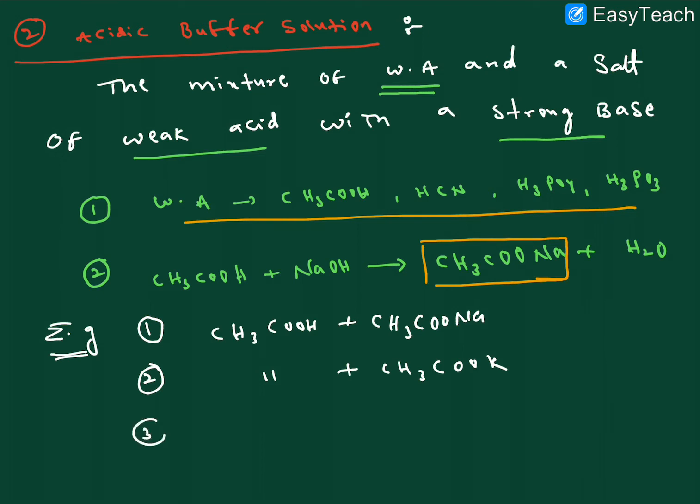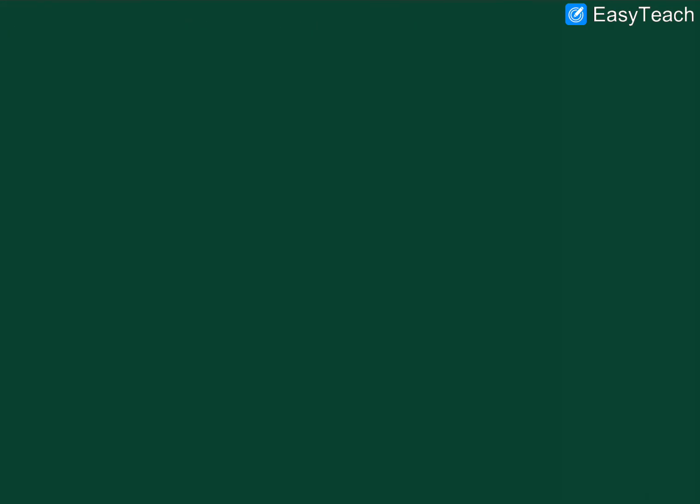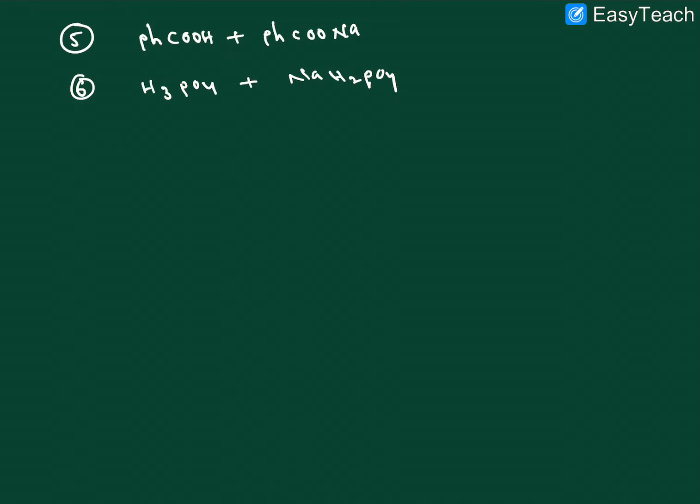And next one, example 3: HCN plus NaCN, right? This is also one. And the fourth one, HCN plus Ca(CN)2, right? A few more examples are there here, right? And this is benzoic acid and sodium benzoate, and here phosphoric acid and sodium metaphosphate.